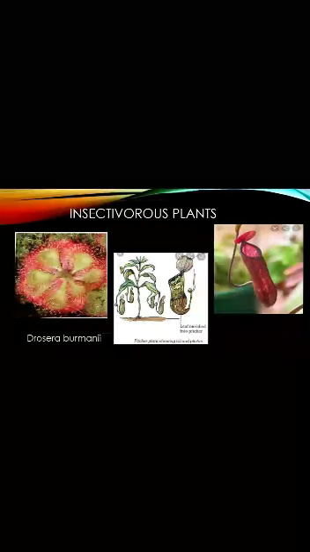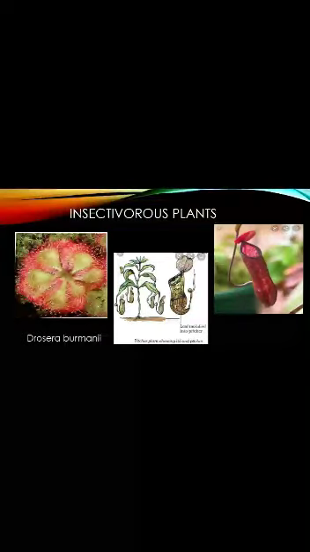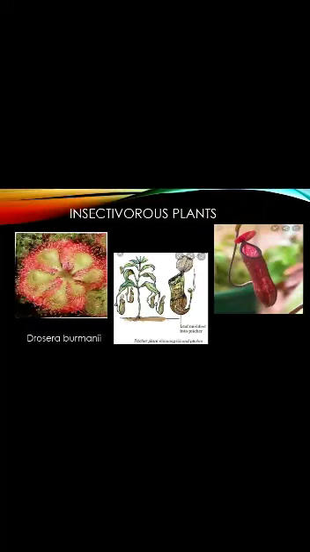The next plants are the insectivorous plants. Now students, we have seen how some plants feed upon insects to obtain nutrients. These insectivorous plants generally grow in soil or water deficient in nitrogen compounds.